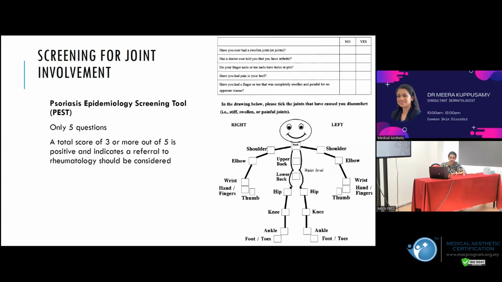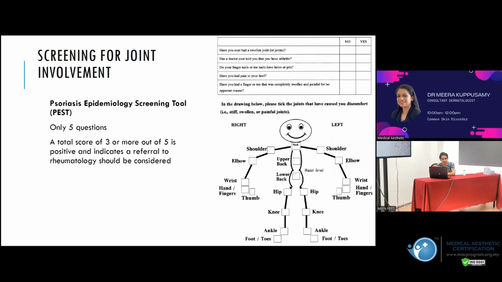And then besides screening for comorbidities, you screen for the joint. So this questionnaire is the most famous one for screening for joint involvement. It's called PEST, Psoriasis Epidemiology Screening Tool. So you have to answer the 5 questions.